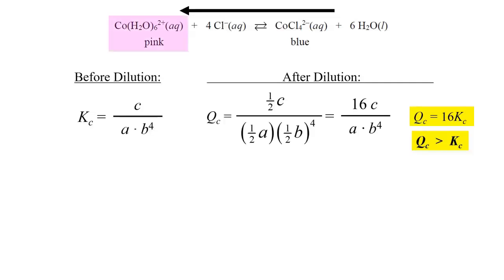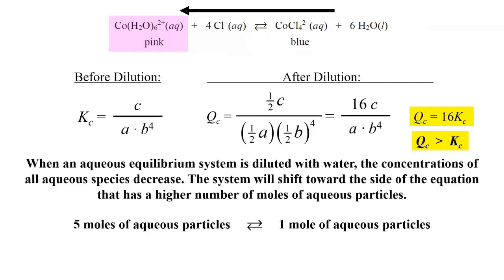It turned pink, indicating that there was a net conversion from products to reactants. Now you might be wondering, is that always going to happen when you dilute an aqueous system with water? And the answer is it depends. Kind of like with gases, it depends on the number of moles of gas on each side of the equation. With aqueous systems, if you dilute it, it depends on how many aqueous particles you have on each side of the equation. So let me summarize what happened.